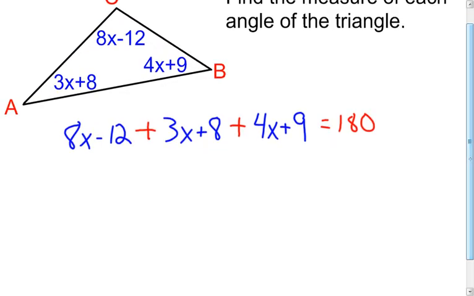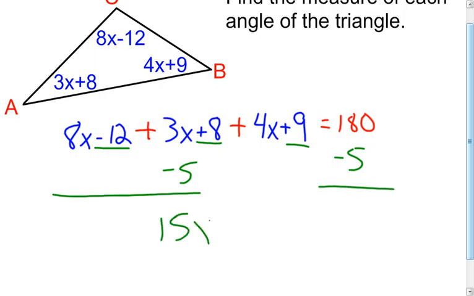I'm going to start this off by subtracting 5 from both sides of the equation. The reason I'm doing that is because if you look at the negative 12 plus 8 plus 9, that's going to equal a positive 5. So I'm going to subtract that out, and now all I have to worry about would be the x's. So I have 8x plus 3x, which is 11x, plus 4x is 15x. Oops, I put that on the wrong line, I'm sorry. Let me fix that. So I subtracted 5 from both sides, which gives me 15x equal to 175.